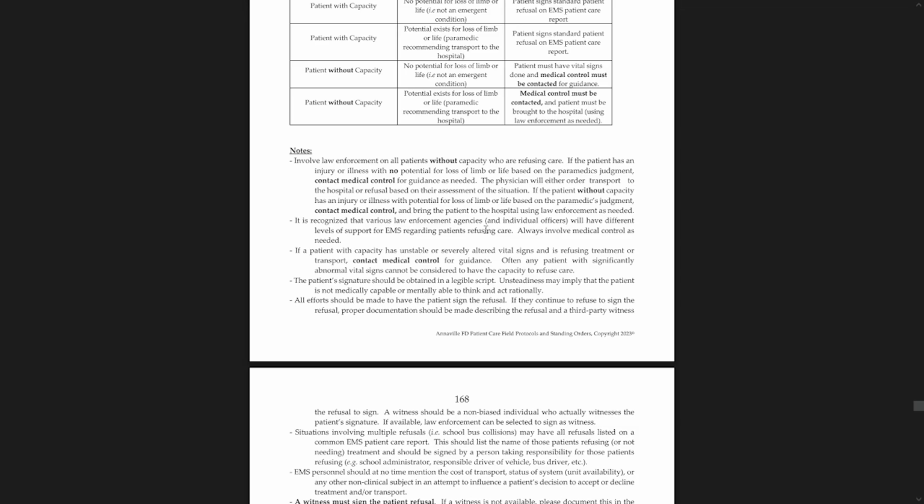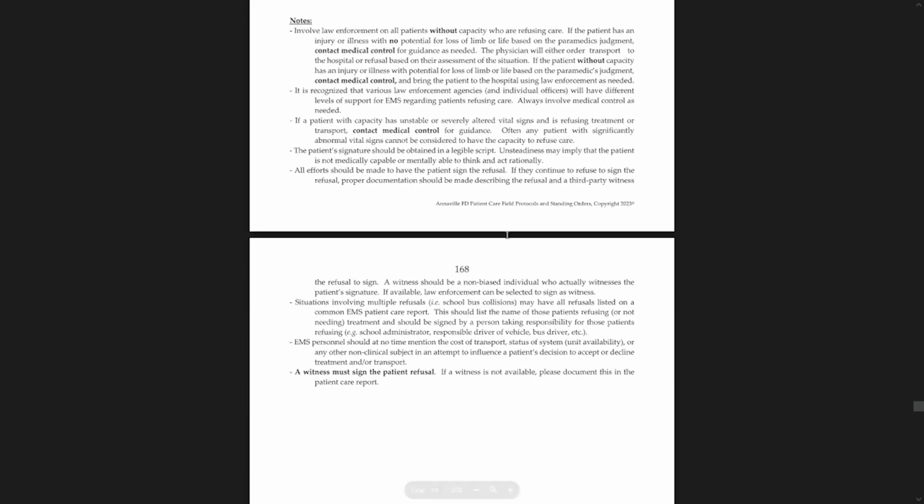If a patient with capacity has unstable or severely altered vital signs and is refusing transport, contact medical control for guidance. Often, any patient with significant abnormal vital signs cannot be considered to have the capacity to refuse care. The patient's signature should be obtained in legible script. Unsteadiness may imply that the patient is not medically capable or mentally able to think and act rationally.